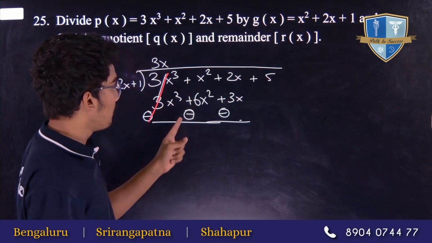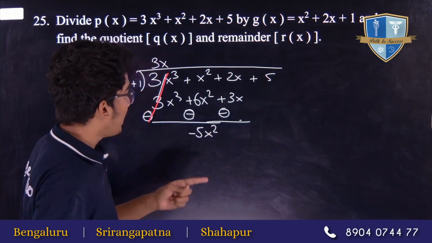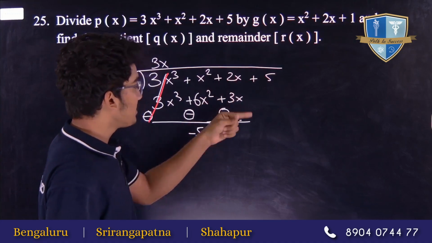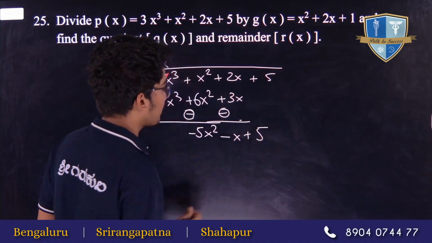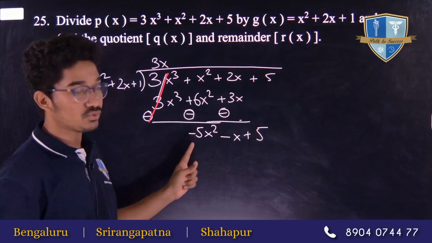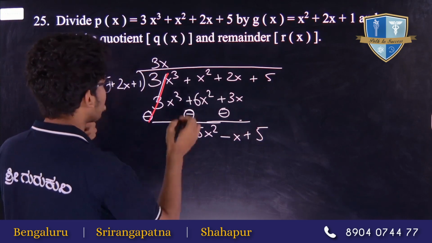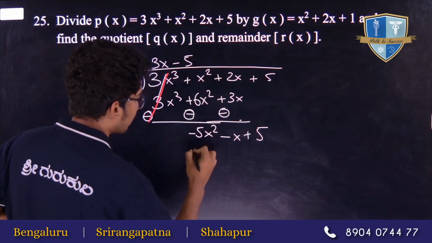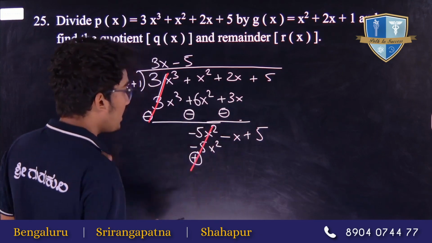So x square minus 6x square will be minus 5x square, and 2x minus 3x will be minus x, and this 5 will come as it is. Correct. Now we are supposed to eliminate this minus 5x square, and here we have x square. So if we multiply this x square with minus 5, we will get minus 5x square. Correct. And this term will also get eliminated.